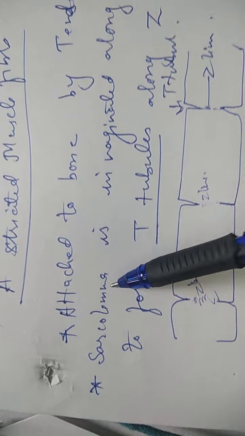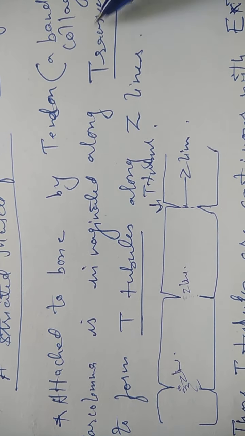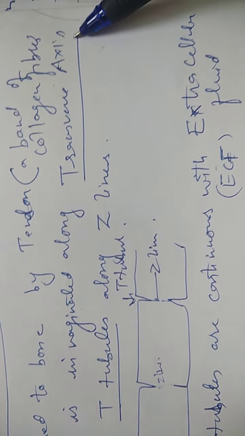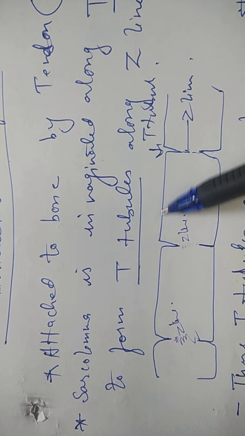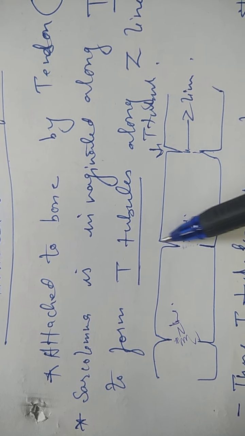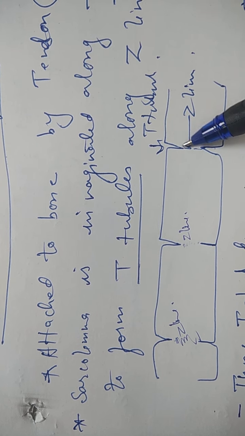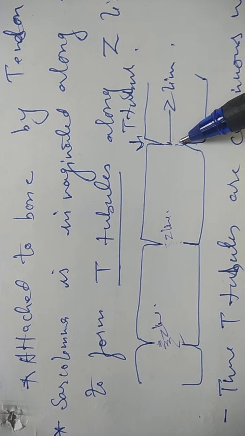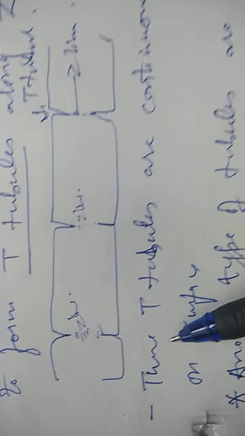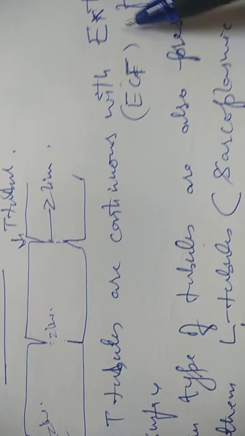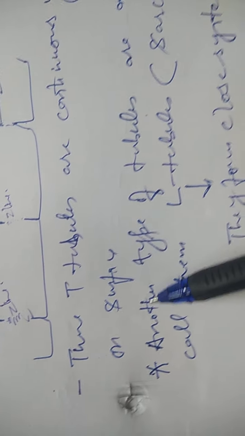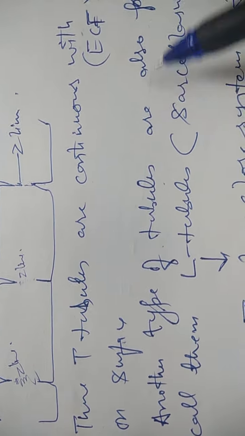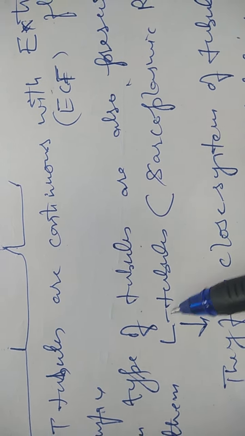Now sarcolemma invaginates along the transverse axis to form T tubules. So like this, see, invaginated to form the T tubules, and these T tubules are continuous with the lines which are the Z lines, which I showed you. Externally they are continuous with the ECF, extracellular fluid, on the surface, whereas another type of tubules are also present, and their name is L tubules.